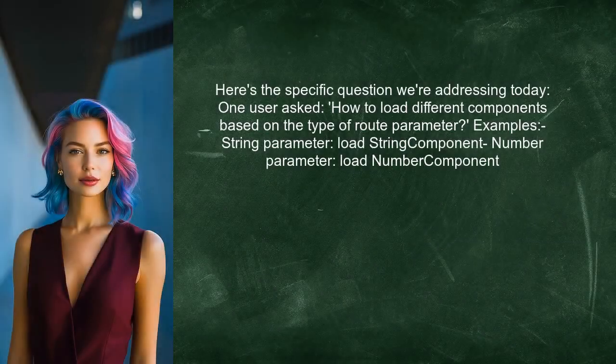Here's the specific question we're addressing today. One user asked how to load different components based on the type of route parameter. They provided examples where a string parameter should load one component and a number parameter should load another. Sound familiar? Let's explore how to solve this.